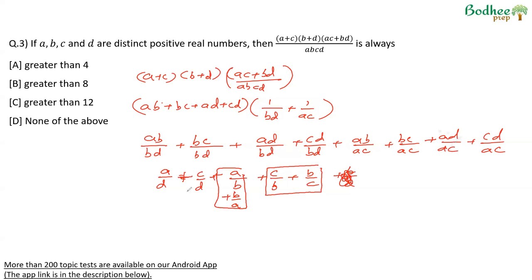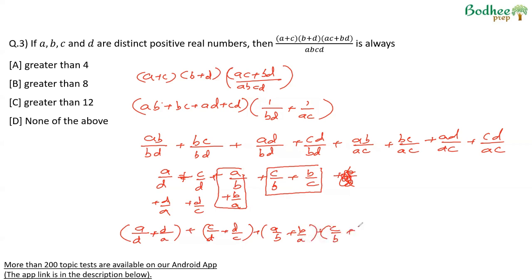A and A cancel, D by C. So this comes here. C and C cancel, D by A. So now if you look at the 8 terms, we have 4 pairs. A by D plus D by A. C by D plus D by C. A by B plus B by A plus C by B plus B by C.